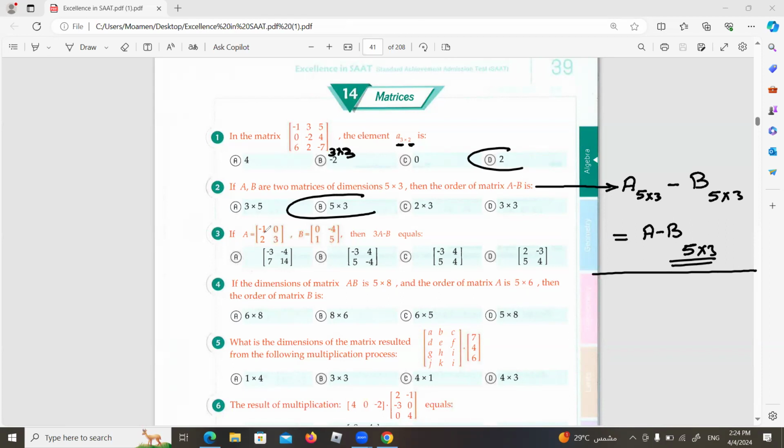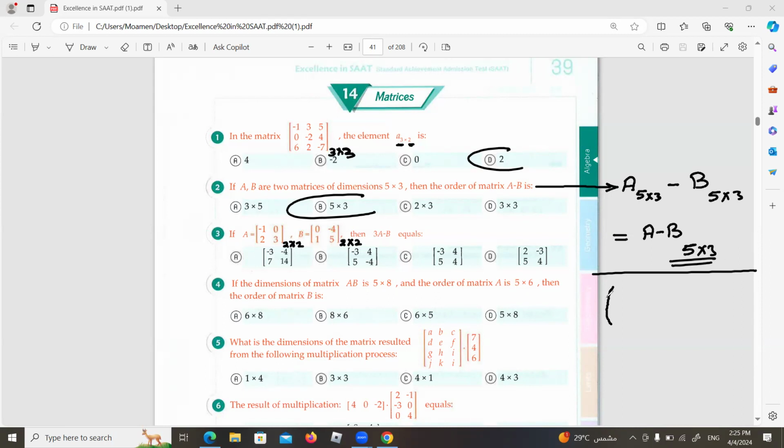In number 3, I have a matrix A, which is 2 times 2, excellent. And I have a matrix B, which is also 2 times 2. And I need to find 3A minus B. It means you will multiply A by 3 and then subtract B. Do they have the same order? Yes, so I can subtract. There is no problem. But before subtracting, you must multiply the first matrix A by 3.